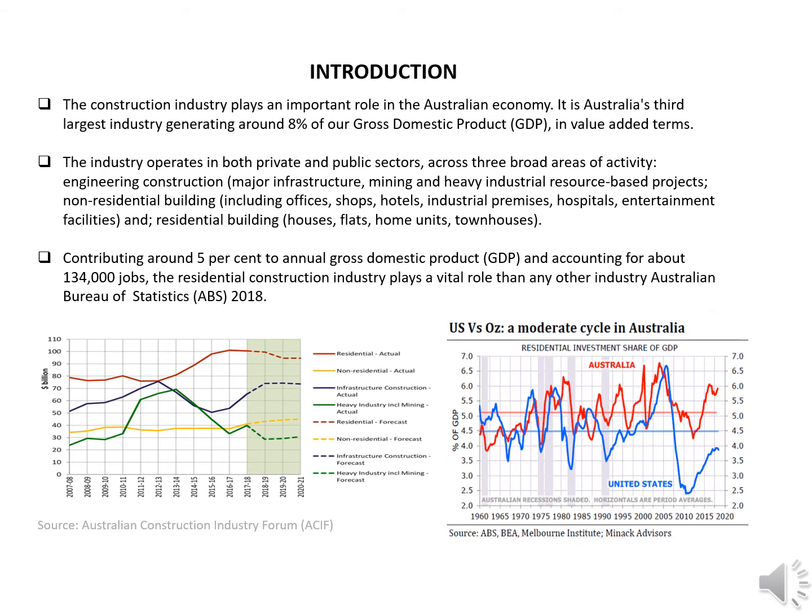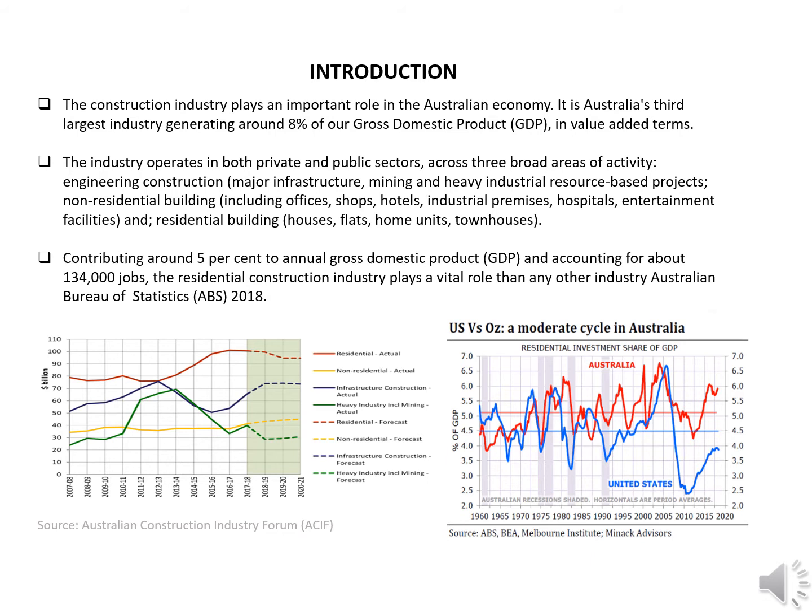If we talk about the Australian construction industry, it is the third largest industry and generates over $360 billion in revenue, producing around 8% of Australia's GDP. This industry is divided into three major sectors. Engineering construction includes major infrastructure, mining and heavy industrial based projects. The second one, non-residential building sectors, includes offices, shops, industrial premises, hospitals, entertainment facilities. The last sector of the industry is residential building, which focuses on houses, flats, home units and townhouses.